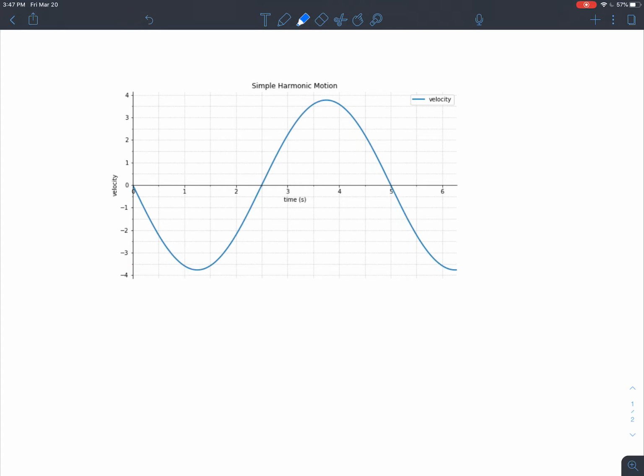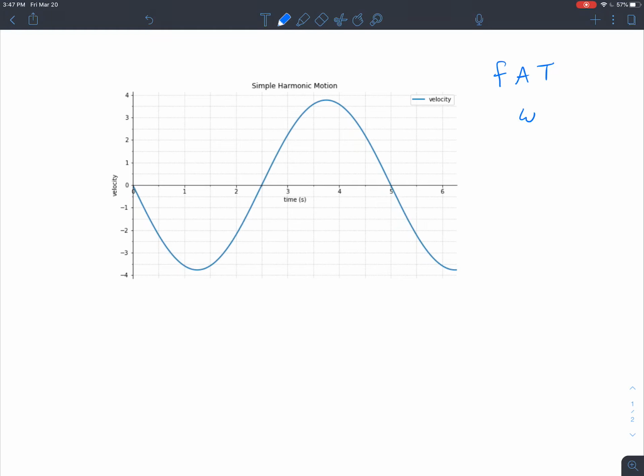So here we have a velocity versus time graph of simple harmonic motion. So if we're trying to find our variables from this, remember we've got our period, frequency, and also angular frequency as well.